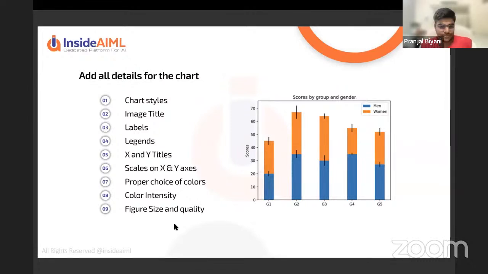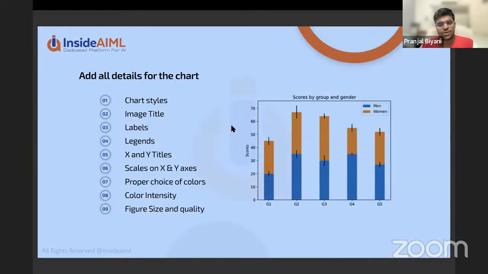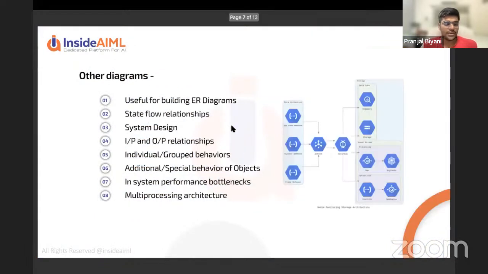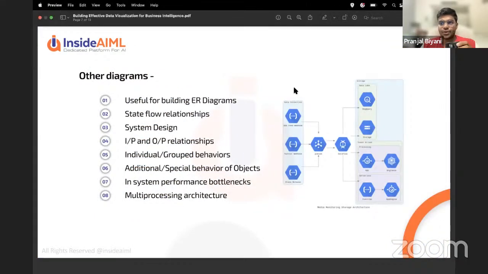Yes, Nisha, scaling is important. That is correct. Right. In most of the charting libraries or visualization tools, the scaling happens automatically. So we usually don't have to worry about it, but sometimes we need to. Okay.